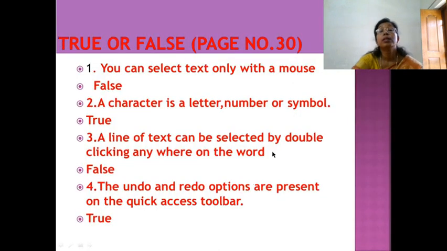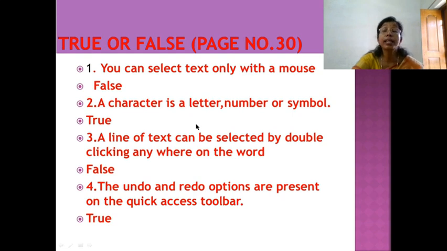Now we will see true or false on page number 30. Page number 30, some true or false are given. First one, you can select text only with a mouse. You all know that it is wrong. We can select the text with a mouse also and using a keyboard also. So first question answer is false. Okay, the statement is false.